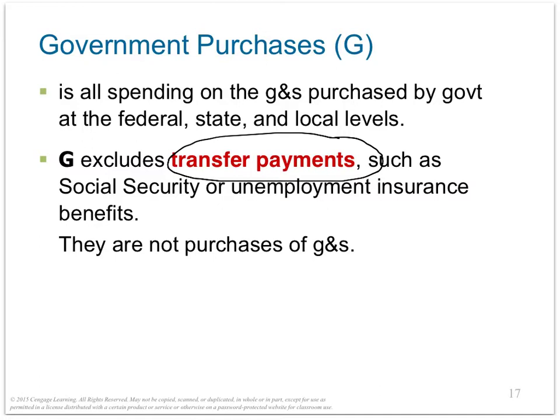Except for transfer payments, any spending on goods and services, or paying a salary to a school teacher because it's in exchange for a service, is considered as government purchases. But transfer payments are not payments that the government is paying you for your service, so they are not included in GDP.